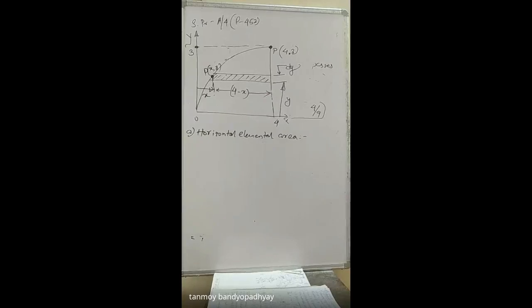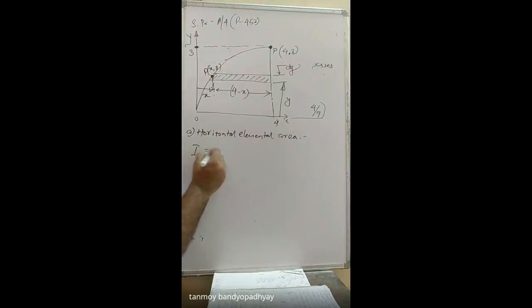We have done this sort of problems considering 2 points at the extremities of the elemental area. But as it is given in the book, I am following that one, so that you can follow the book as well. So in this case, let us consider that P be a point lying on the curve and having coordinates x comma y. So this distance will be equal to x, and this distance will be equal to 4 minus x.